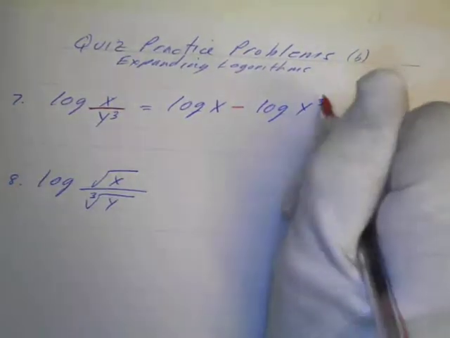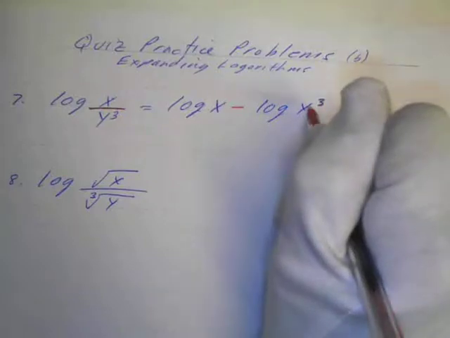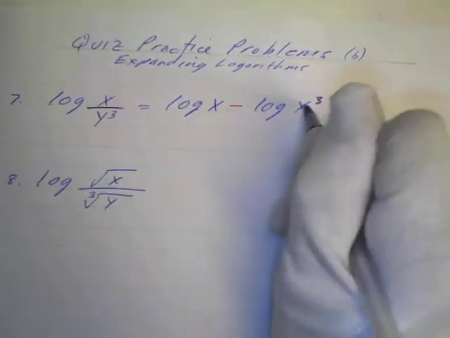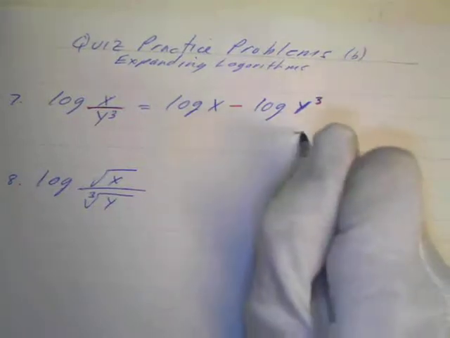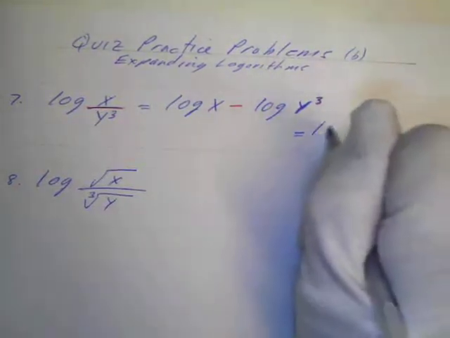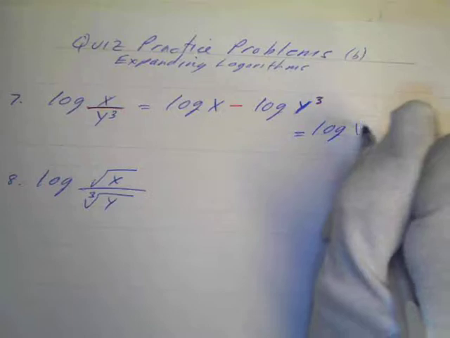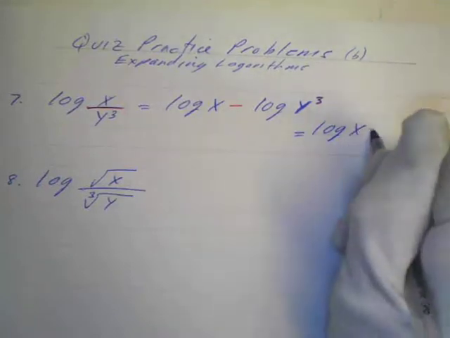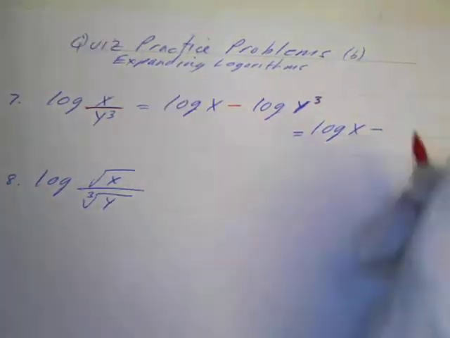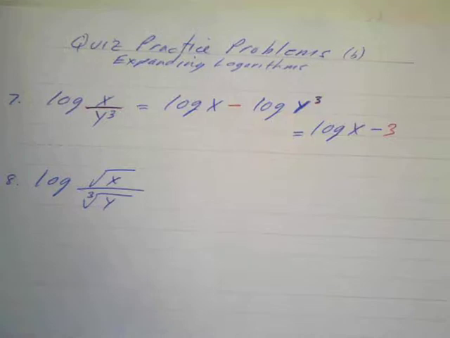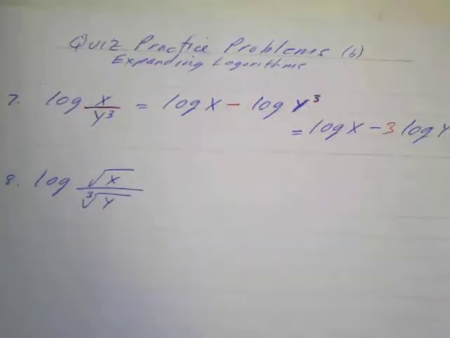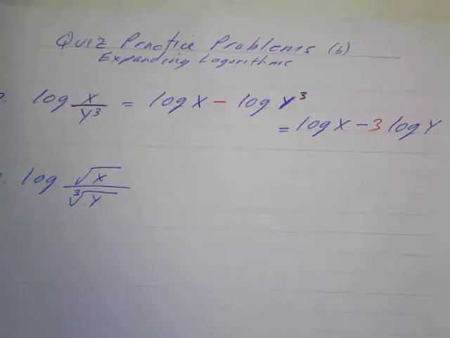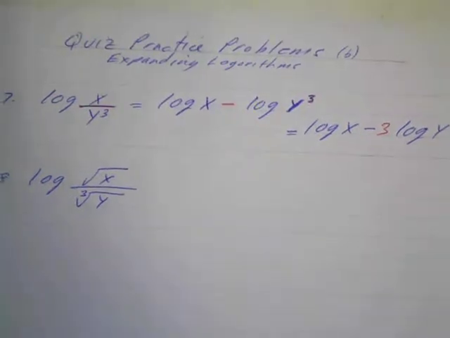And we can also simplify this. We can bring this 3 in front by using the power rule. Here we use the quotient rule. That's going to equal the log of x minus 3 times the log of y. So hopefully you got this correct. All right, that's number 7. Give yourself 1 point if you got that correct.